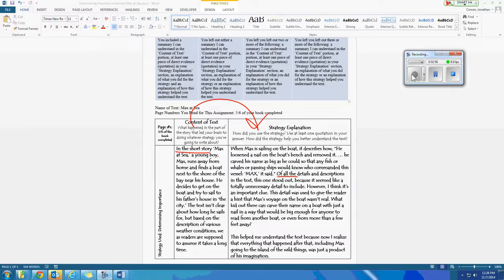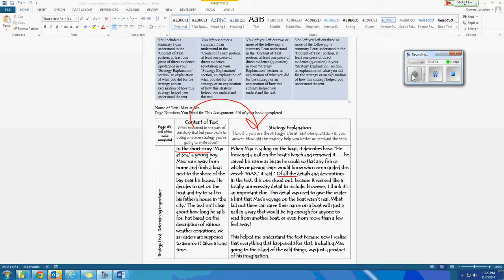This detail was used to give the readers a hint that Max's voyage in a boat wasn't real. Because think about this, what kid out there can carve their name on a boat with just a nail in a way that would be big enough for anyone to read from another boat or even from more than a few feet away? Like imagine a third grader alone on a boat in a wolf suit in the middle of the ocean who then finds a nail and then leans over the edge of the boat and starts carving their name into it. This didn't happen. This is not reality.